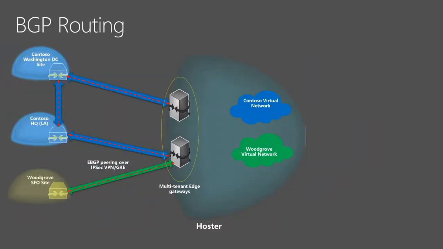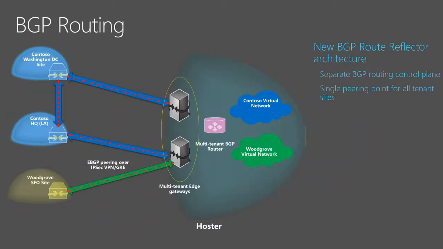So let us delve deeper into BGP routing. In vNext, we have built a BGP route reflector, which removes the control plane and separates it out. What this means is that your gateways will now purely terminate site-to-site connections, and the routing happens on a separate virtual machine. The advantage of this is that there is a single place which handles all the BGP pairings for all sites of a tenant and for all tenants.